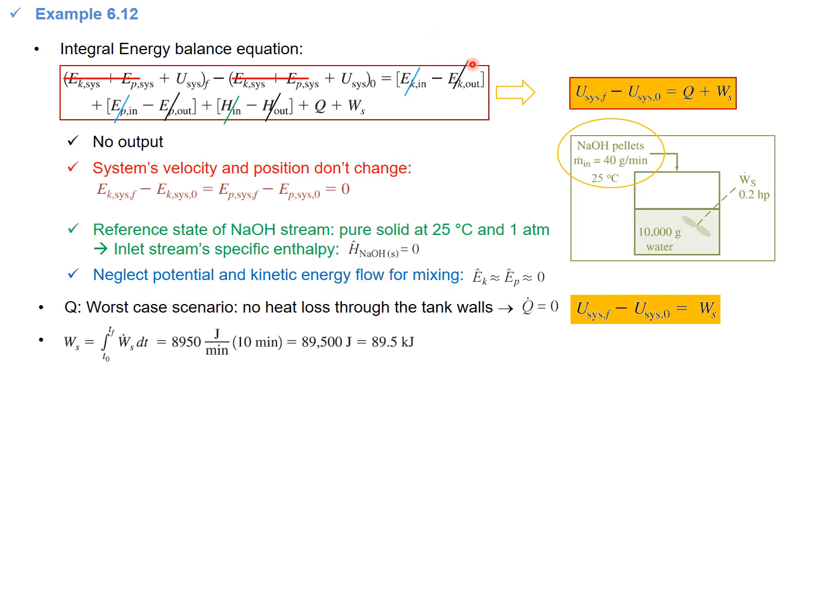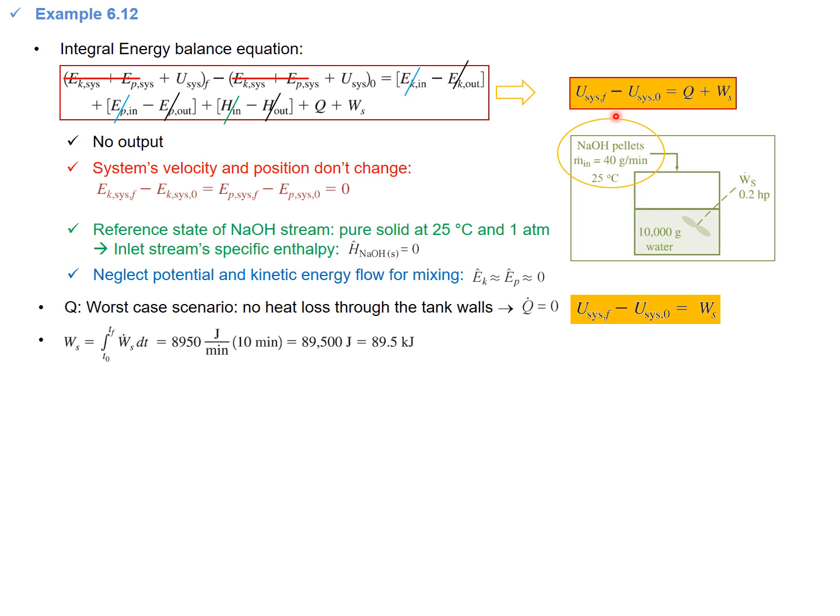So after removing many terms, we are going to this equation. That is to say, the internal energy change in the system is equal to Q plus WS.